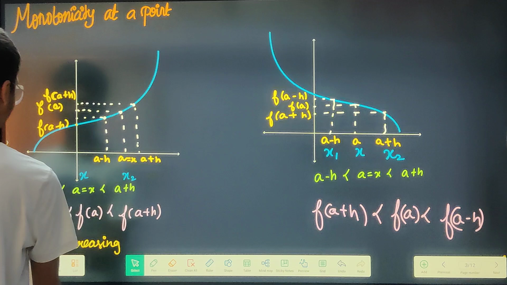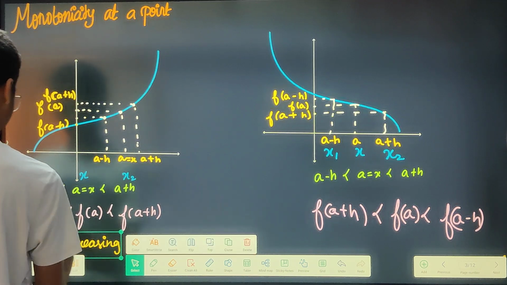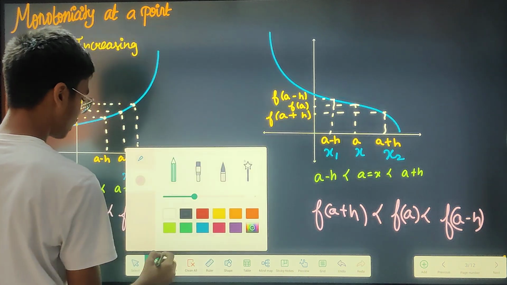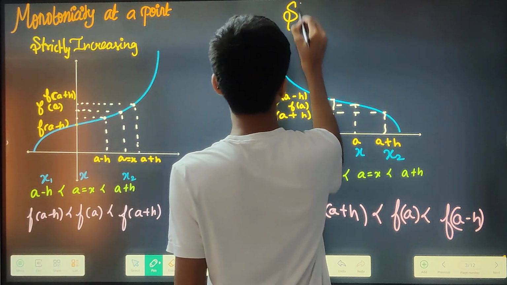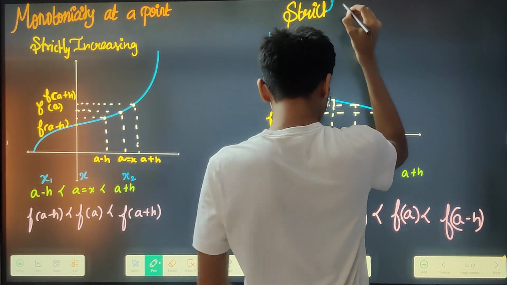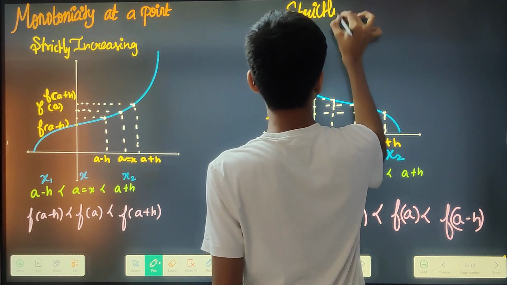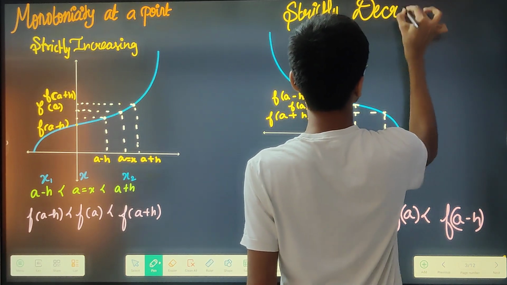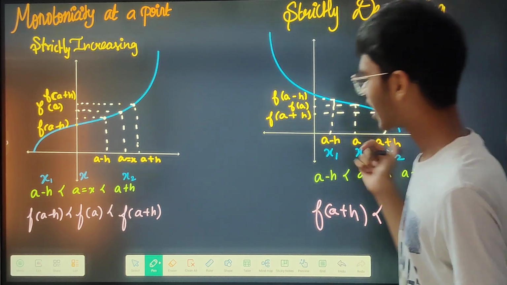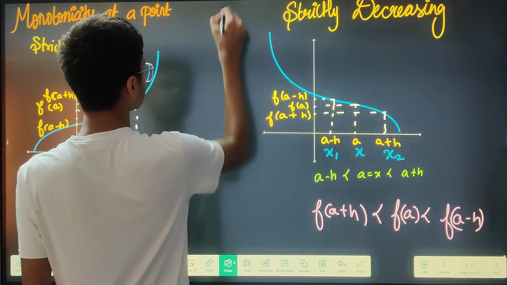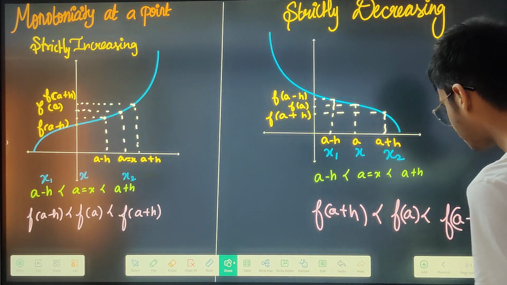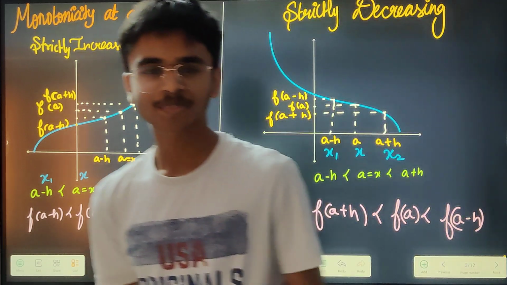So we can call this graph a strictly increasing graph. Then we can call this graph a strictly decreasing graph. So that's the difference between this and that.